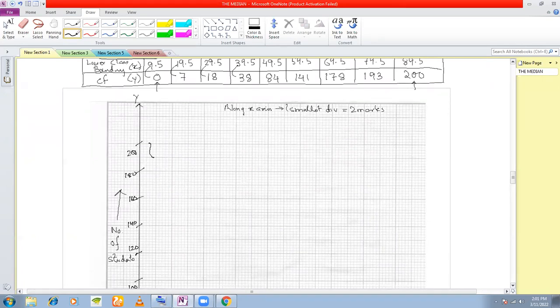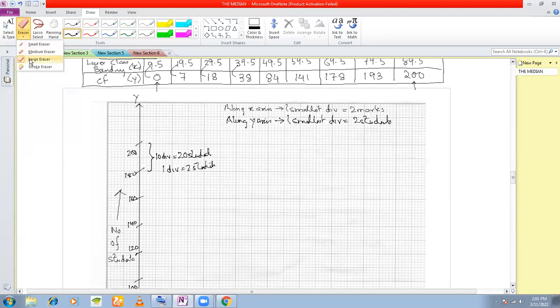So how much have we taken here? You have taken 10 divisions, which is equal to how much? 180 minus 20 is 20 students. So how much is one division? One division is equal to 2 students. So you'll write the scale here along the y-axis: one smallest division is equal to 2 students. So we have decided on the scale.